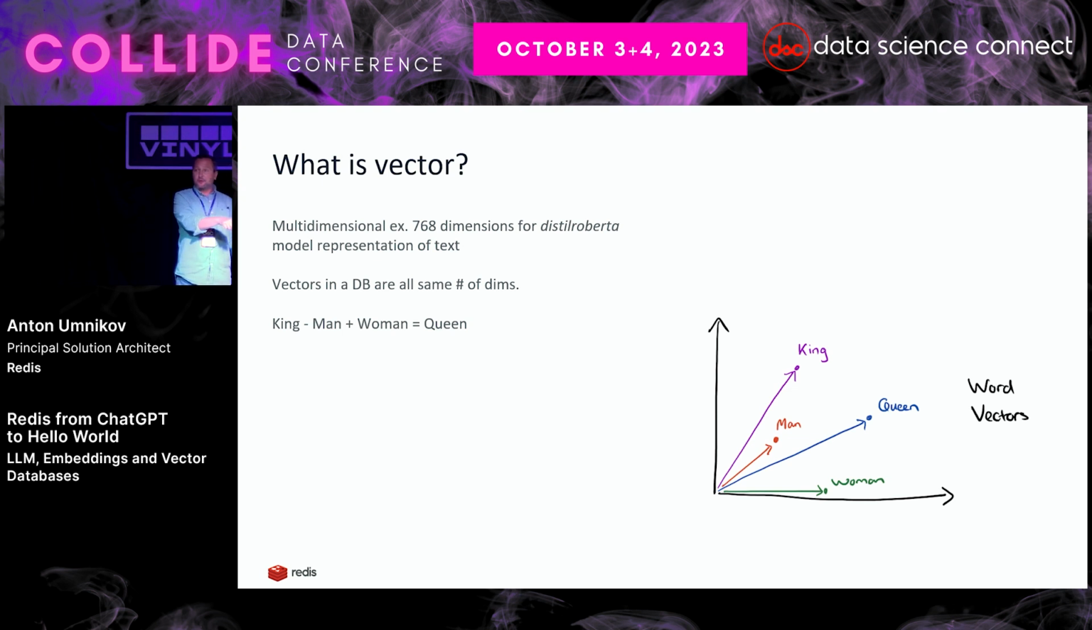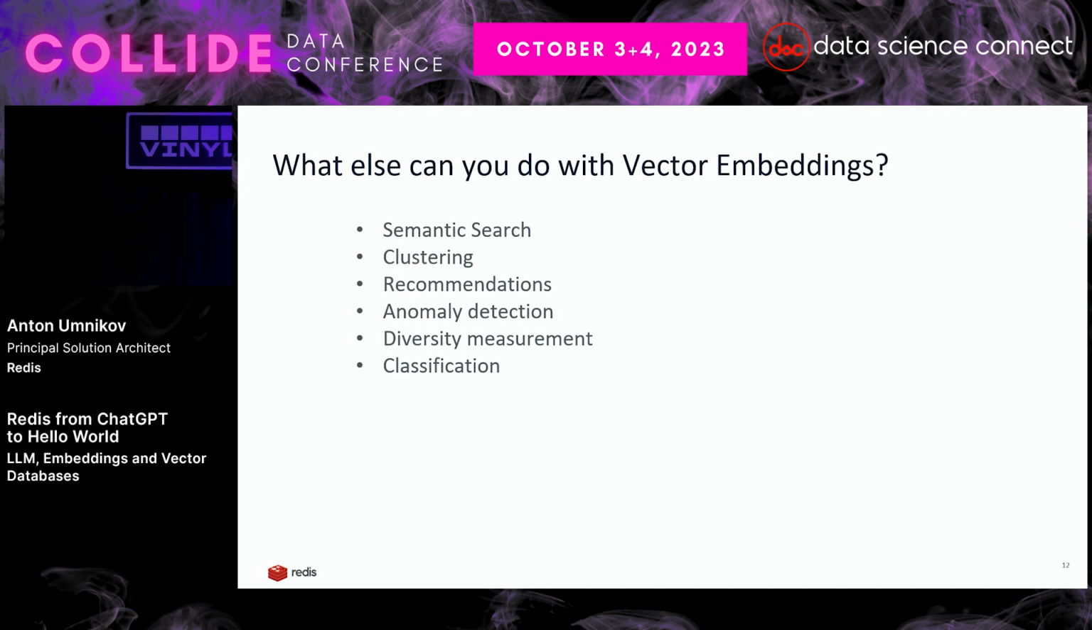There was a great talk earlier today explaining what vectors are. I'm using the same example. A vector is like a multi-dimensional set of numbers. If you take the vector for king, subtract the vector of man, add the vector for woman, you most likely get a vector for queen. I would not go into details of that, but pretty much all the vector embedding models allow you to digitize the semantic meaning of the text into a set of numbers. And that's what embeddings do.